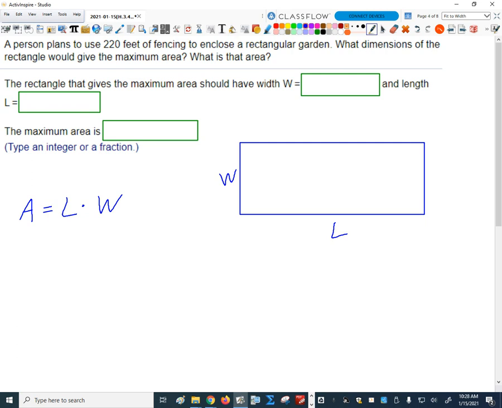In order to do that, we need some other information about this that's going to relate the L and the W, and that comes from here. Look at this. We're going to use 220 feet of fencing. So how can we use that to relate L and W? What does that mean, 220 feet of fencing? What does that sound like geometrically that's giving us here, Carrie?